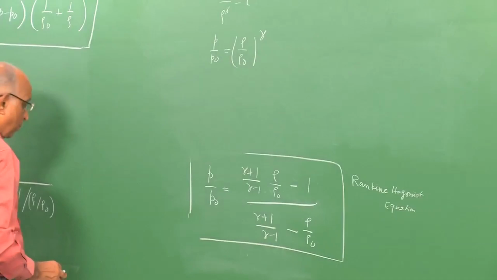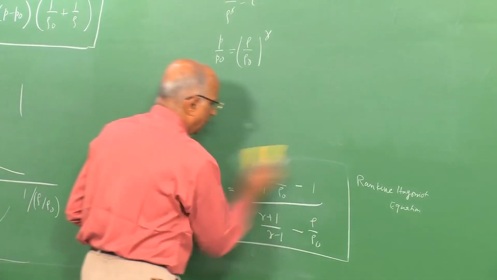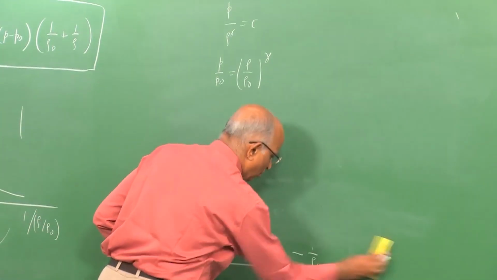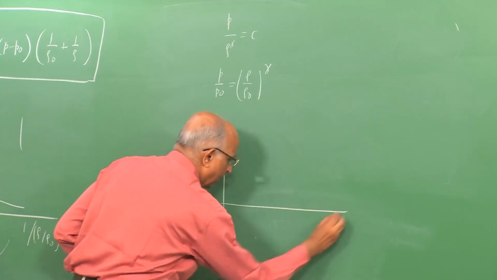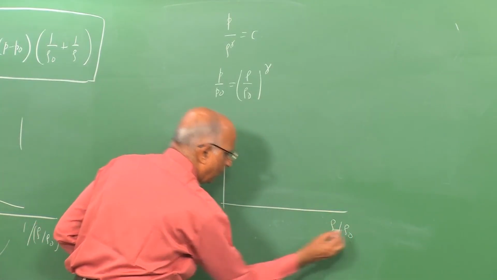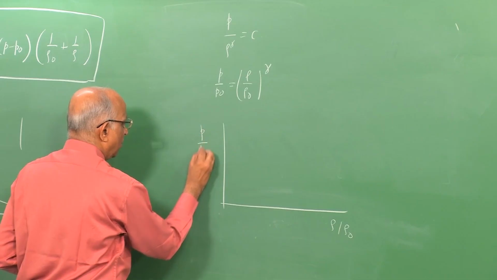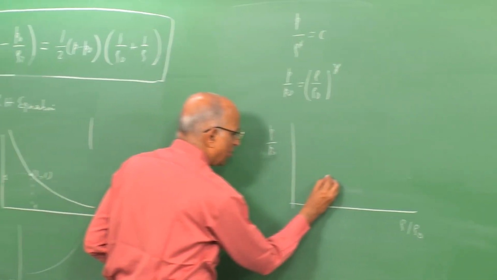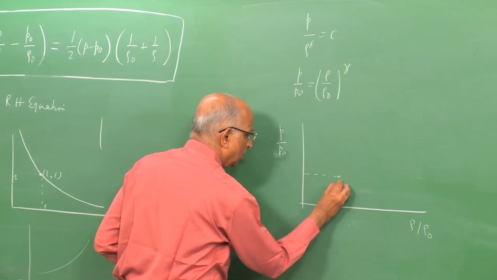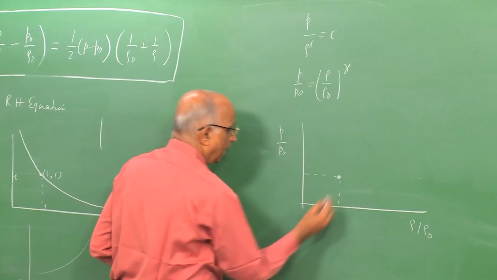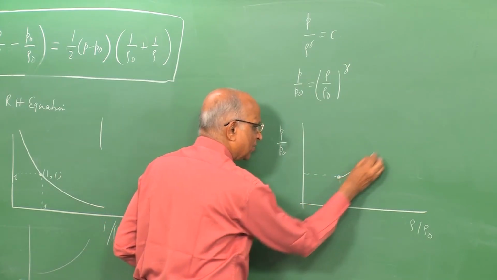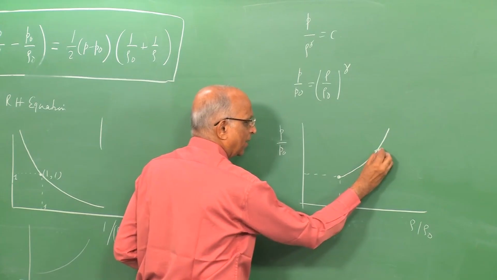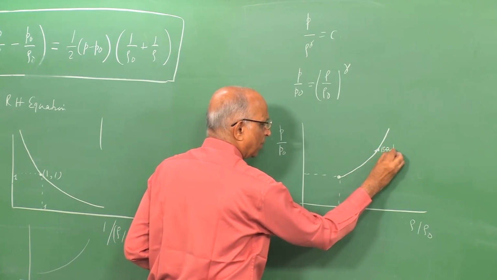Let's plot that, because we are looking at a compression process which is a shock. So let's plot rho 0 as a function of P by P 0. This is my initial point 1, and for an isentropic process I have this equation. This is the type of solution I get if the process is isentropic.